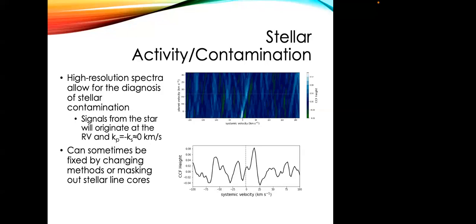And the way we handle this, especially Emily from her 2021 paper, is that the best way is typically by masking out the cores of lines if we get enough velocity shift across the transit.